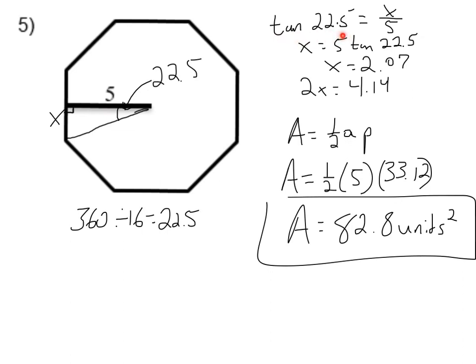Tangent of 22.5 equals the opposite x over the adjacent 5. So then I solve for x, I get 2.07. Really, I don't want x, I want the entire side. And again, the apothem splits the side in half, so if I double the number I just found, I find that all the sides are 4.14. So now to find the area, I do 1/2 the apothem, which is 5, times the perimeter, which is going to be 4.14 times 8, because there's 8 sides. So that's 33.12. I plug that in my calculator. I get about 82.8 units squared.